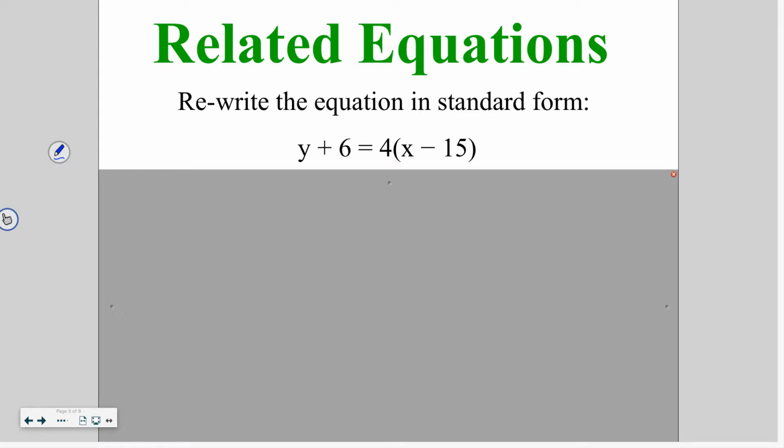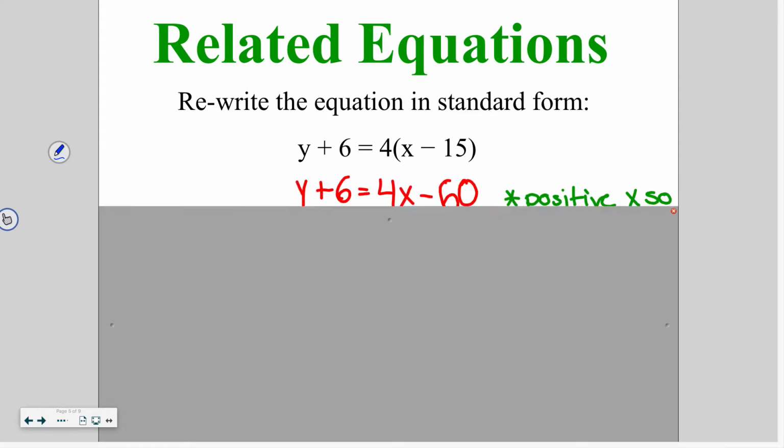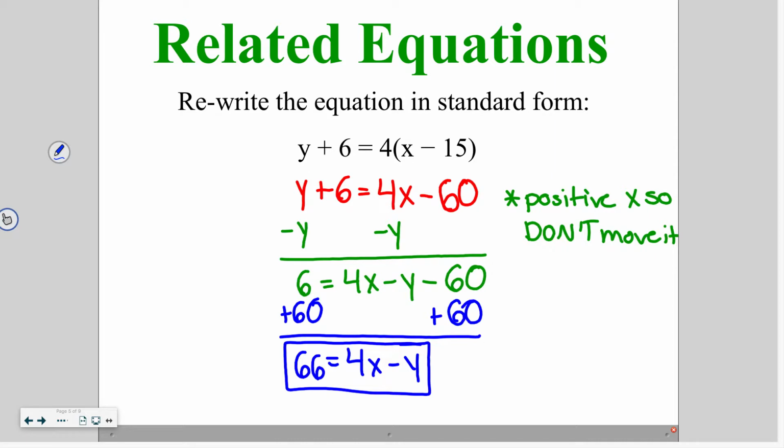Go ahead and try this one on your own. Distributing the 4 first, we get 4x minus 60. This time our x is positive, so we are not going to move that x. We don't want to make it negative. So we're going to bring the y over to the x by subtracting y.